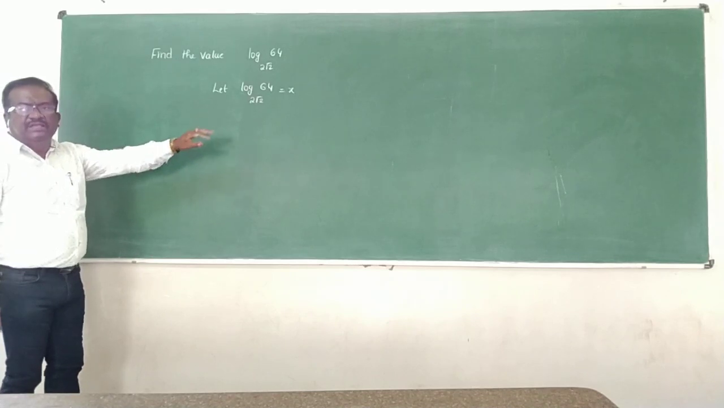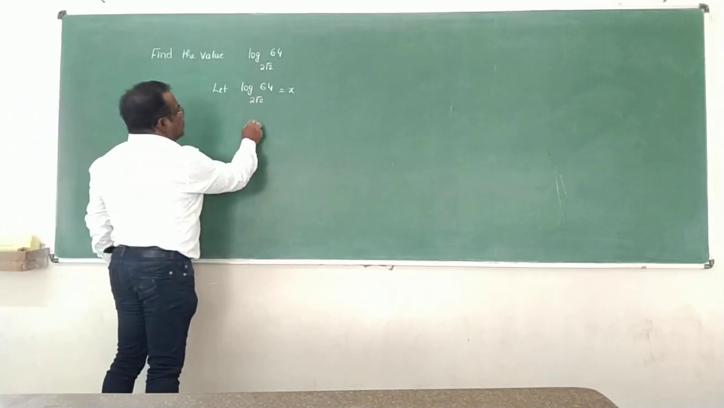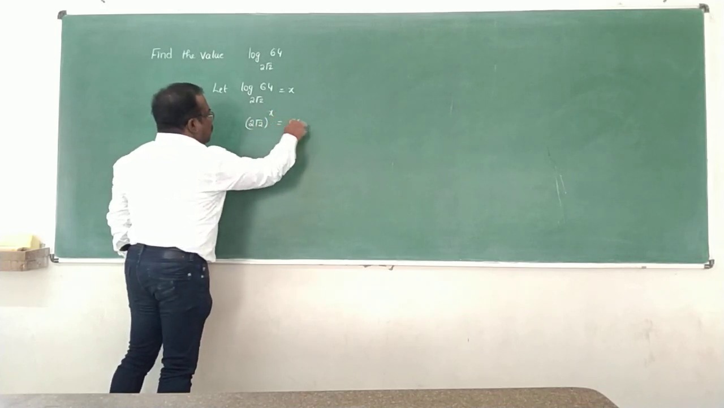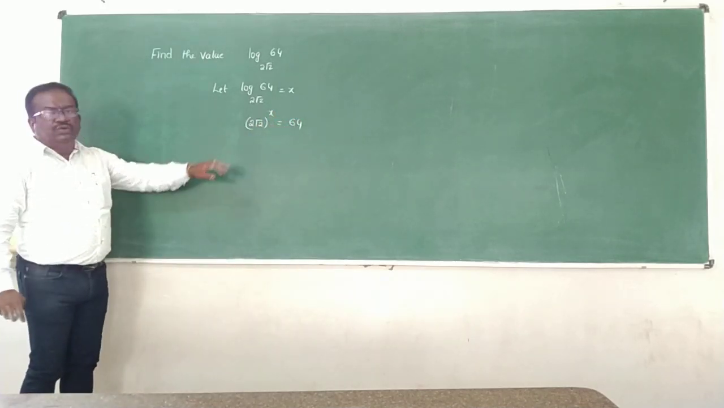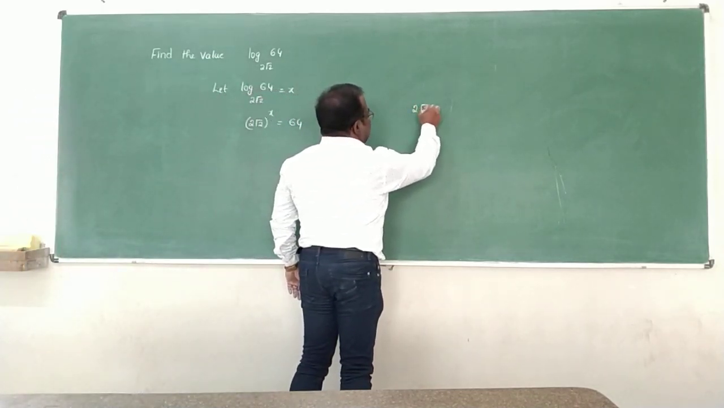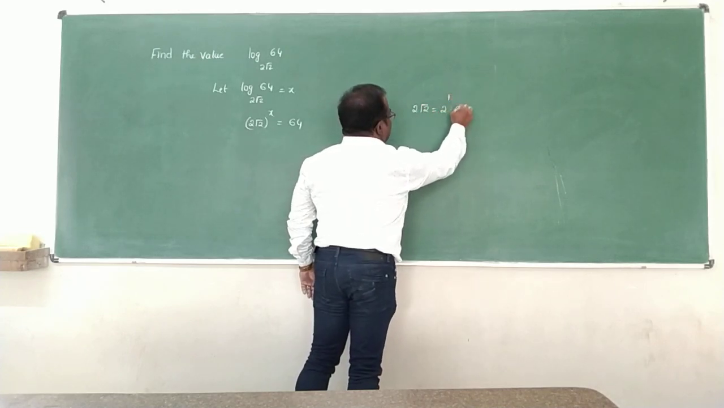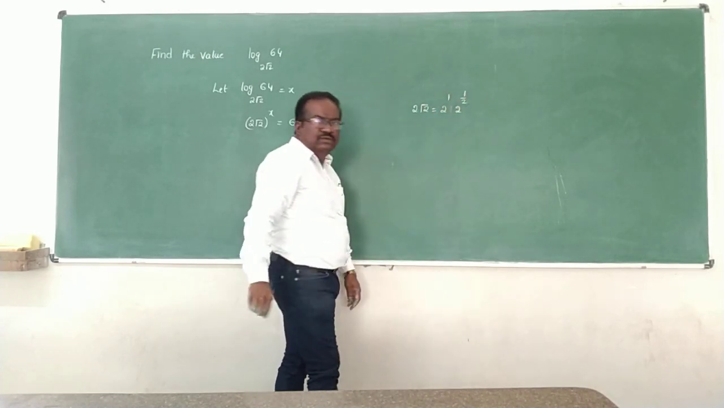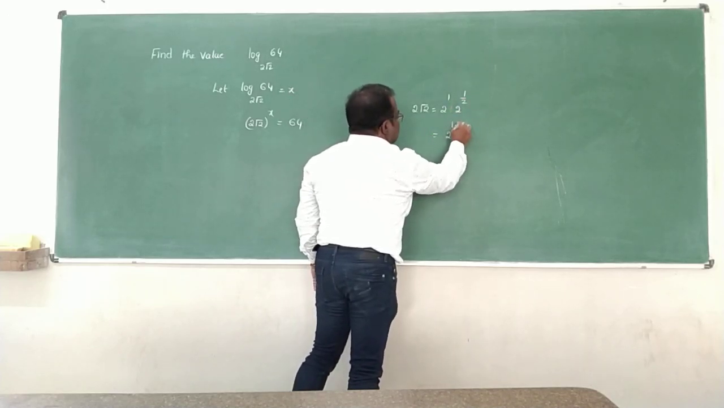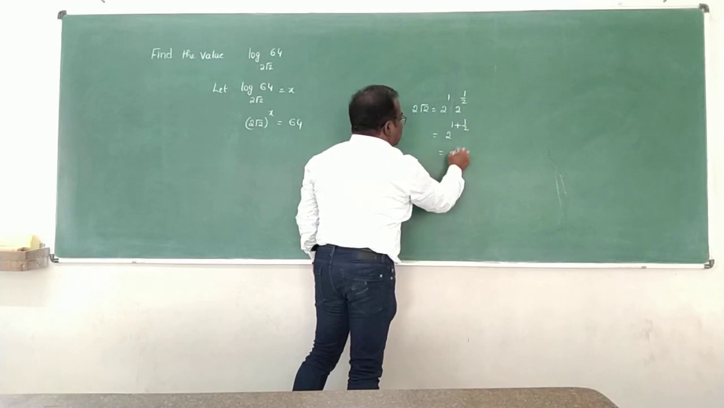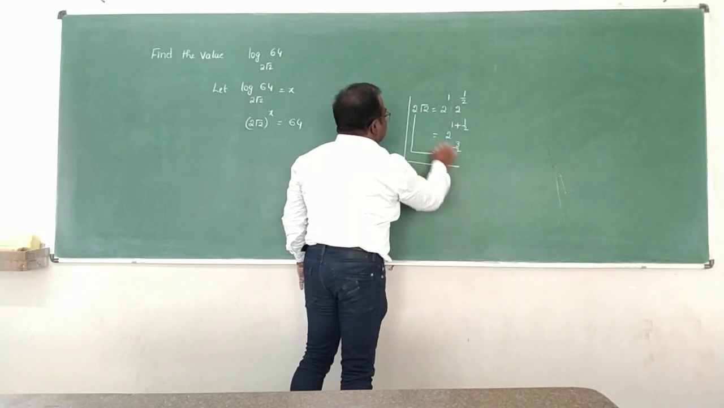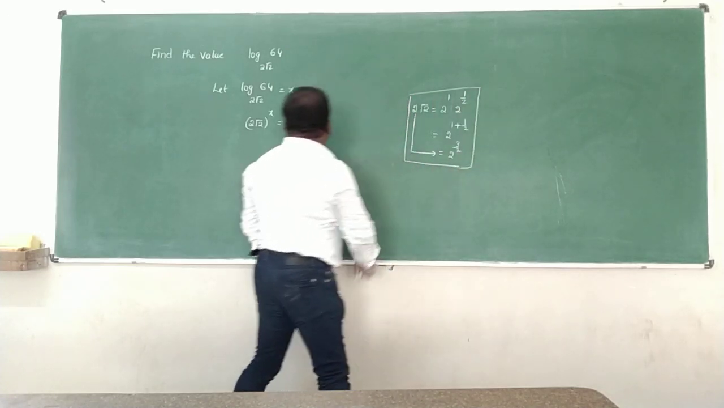Now convert the logarithm into exponential form. We can write 2 root 2 whole power x is equal to 64. How to write 2 root 2, children? 2 root 2 can be written as 2 power 1 times root 2, which is 2 power 1 by 2. Now the bases are equal, so we can add the powers: 2 power 1 plus 1 by 2, that is 2 power 3 by 2. So in the place of 2 root 2 we can write 2 power 3 by 2.